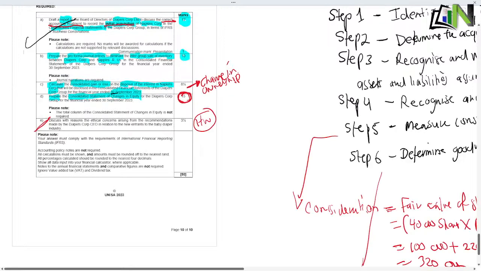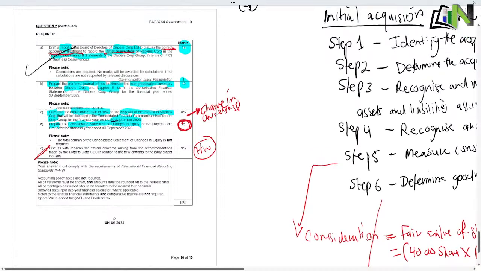Right, awesome. So now we're going to part B of question 2. Part B says prepare the pro forma journal entry to eliminate the intergroup sale of inventory between Diapers Corp and Nappies R Us in the consolidated financial statements of Diapers Corp Group for the financial year ended 30 September 2023. So now you are going to do a pro forma journal.